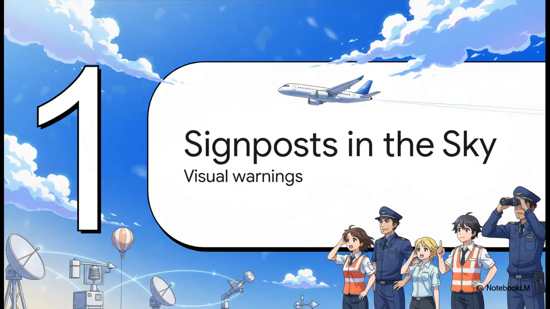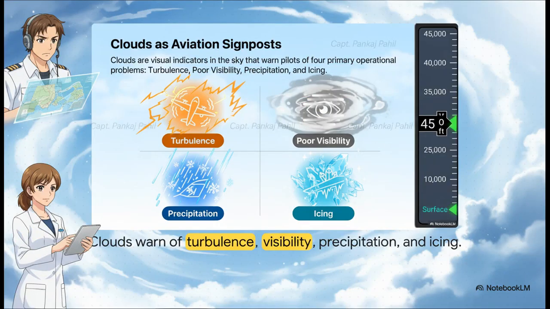Okay, let's dive into section 1, signposts in the sky, visual warnings for pilots. Before we bog ourselves down with all the heavy definitions, we need to talk about why we even care about clouds in aviation in the first place. I mean, clouds aren't just pretty scenery for your passengers, right? They are literally nature's warning signs. They are explicitly alerting us to 4 major operational hazards.